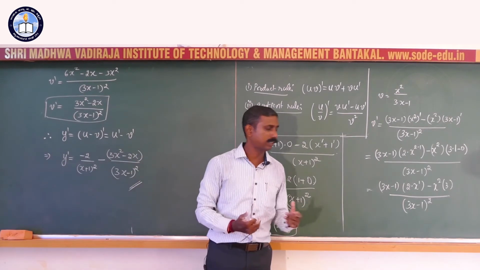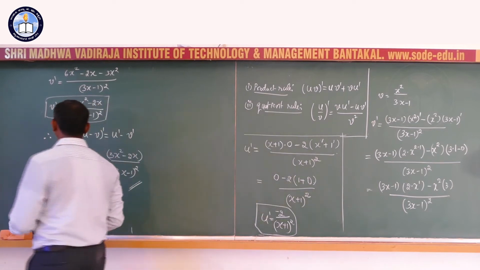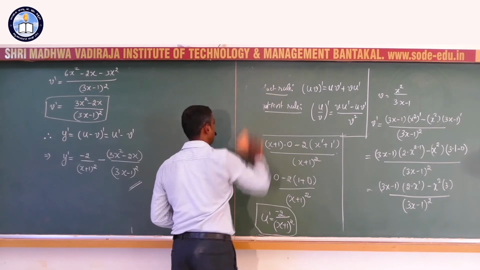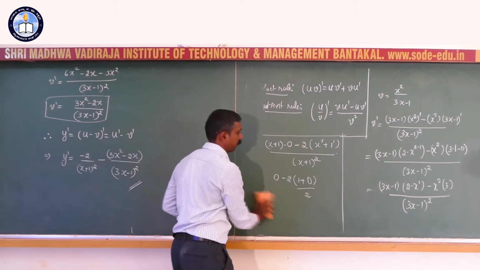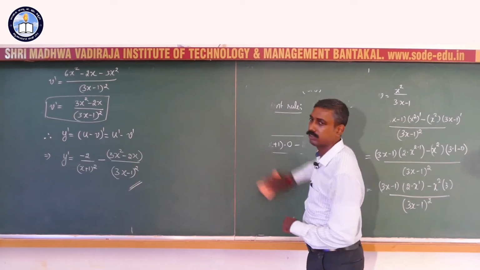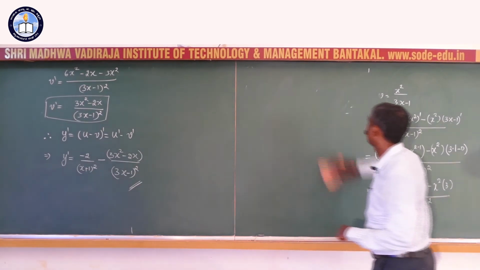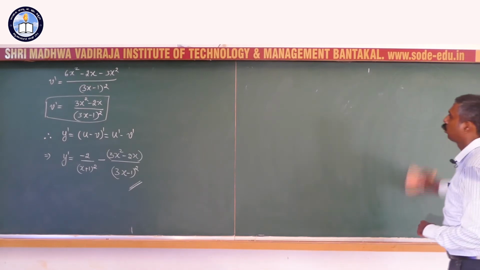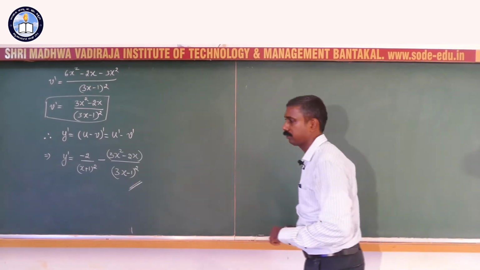Now, let us consider another problem which is already known to us, like tan x. What is the derivative of the tan x? Tan x derivative is, from the list we already know, secant square x, but is it possible for us to compute using the quotient rule? We will check on that.